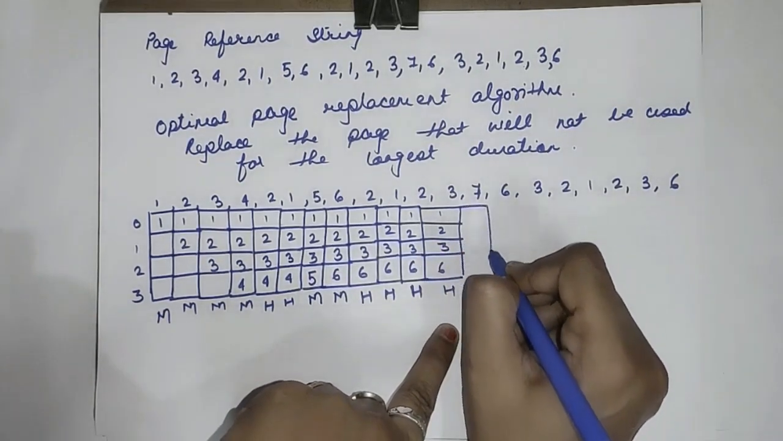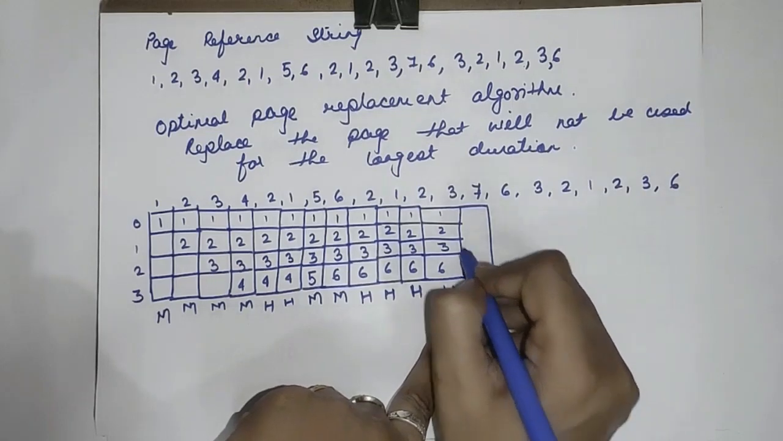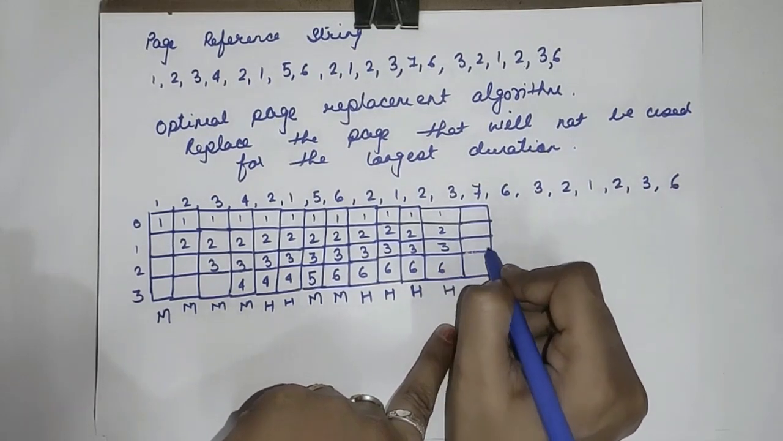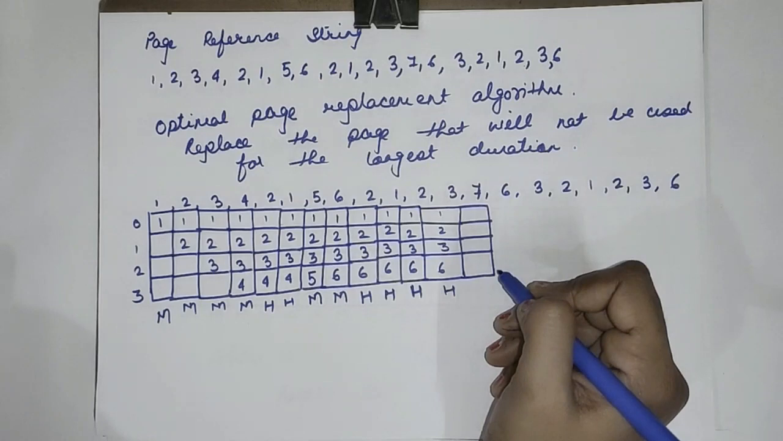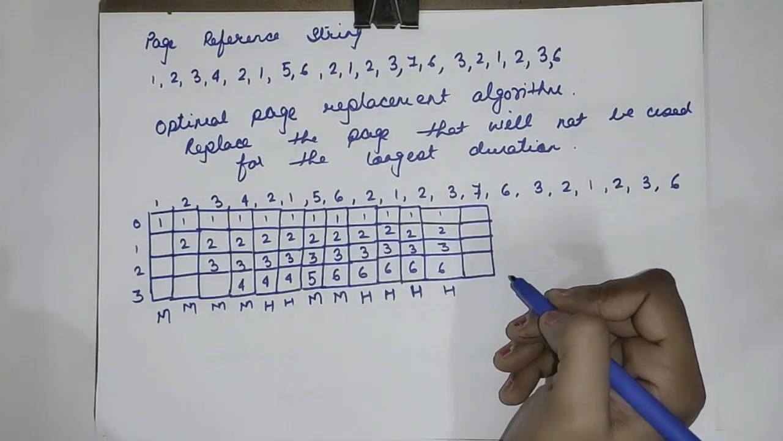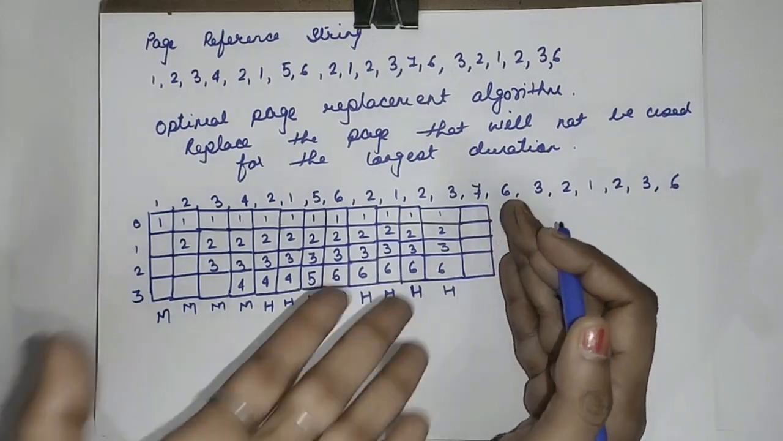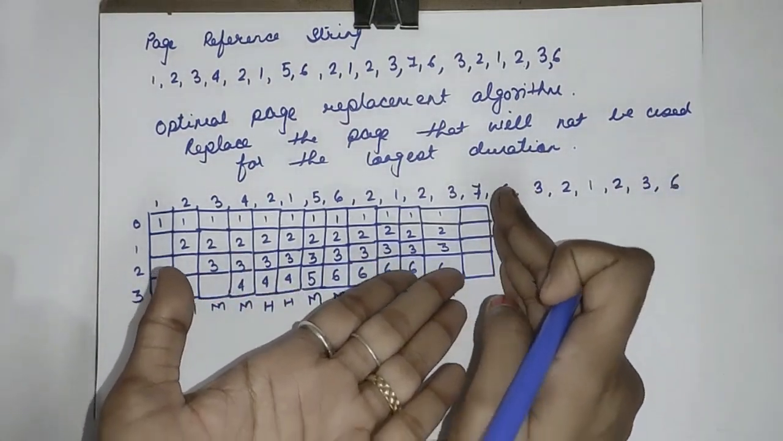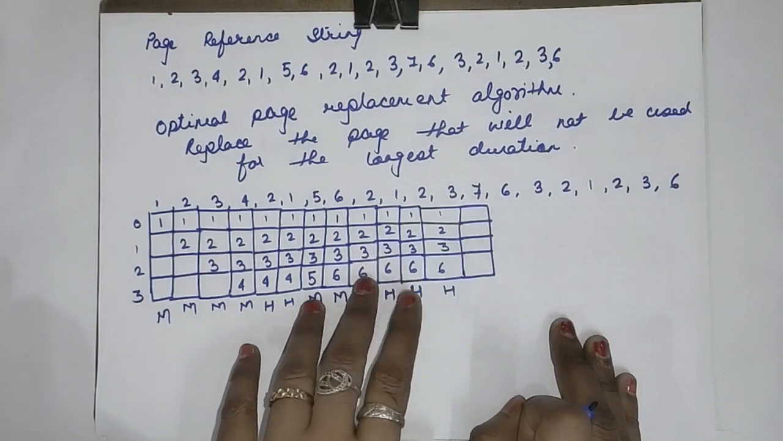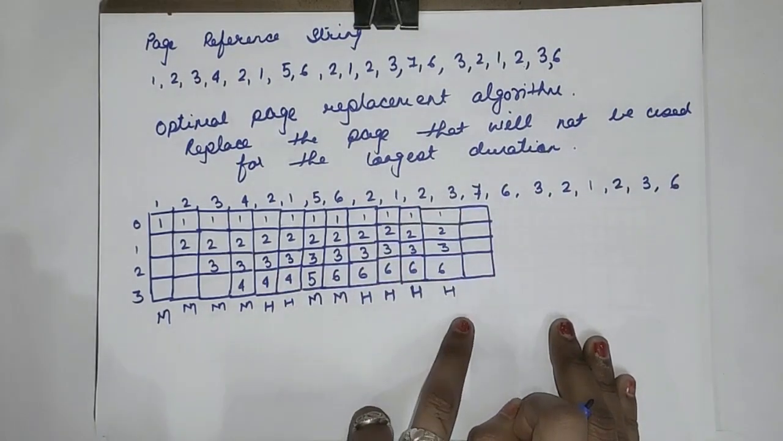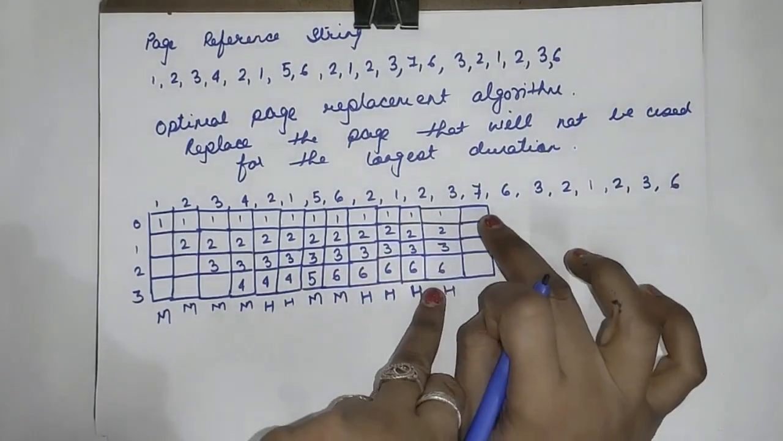Now next I need to insert 7. Is 7 present in memory? No. 7 is not present in memory, and I need to insert 7. So what I need to do, I need to look into the future and see which page will not be used for the longest duration, and then I'll replace that particular page. So let's see.